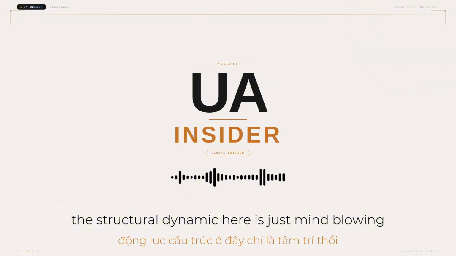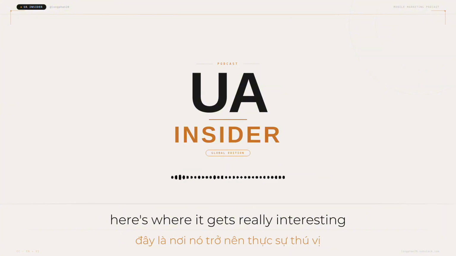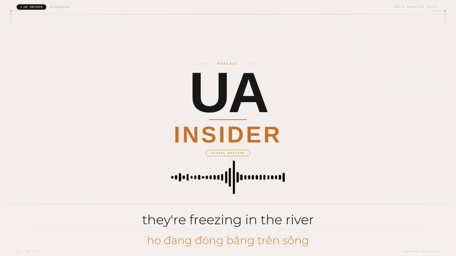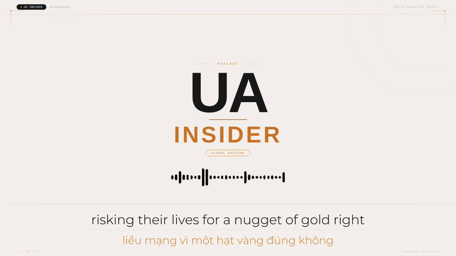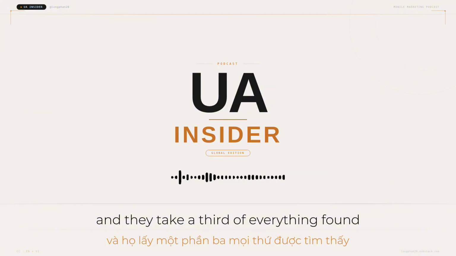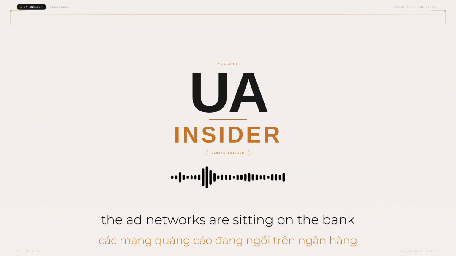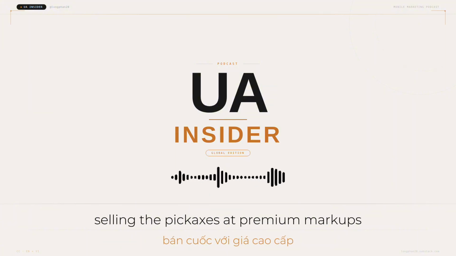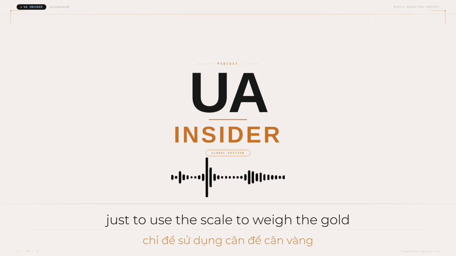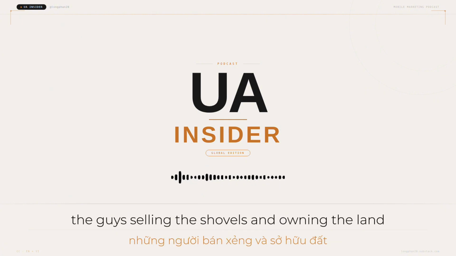The structural dynamic here is just mind-blowing. Here's where it gets really interesting. It's the gold rush. The developers are the miners. They're freezing in the river, risking their lives for a nugget of gold. Right. The platforms, they own the river, and they take a third of everything found. The ad networks are sitting on the bank selling the pickaxes at premium markups. And the MMPs, they are charging a mandatory fee just to use the scale to weigh the gold. The guys selling the shovels and owning the land never lose.